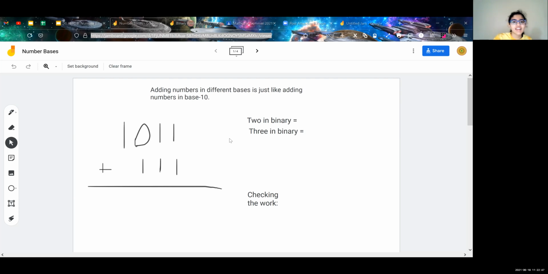Okay, so adding numbers in different bases is like adding numbers in base 10. So we would have this. This is the 1's place, 2's place, 4's place, right? So 4 plus 2 plus 1 is 7, right? And then you'd have the 1's and 2's place, which is 3, and then you'd have the 8's place, right? So 3 plus 8 is 11, right? So 11 plus 7 is 18, right?